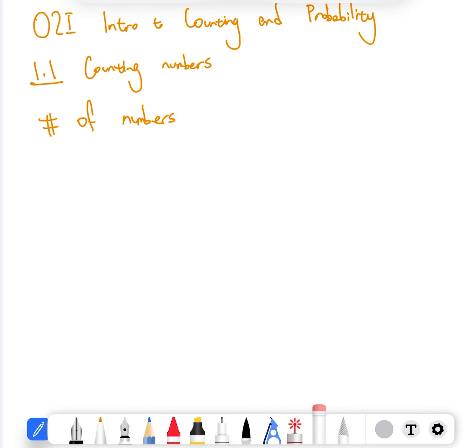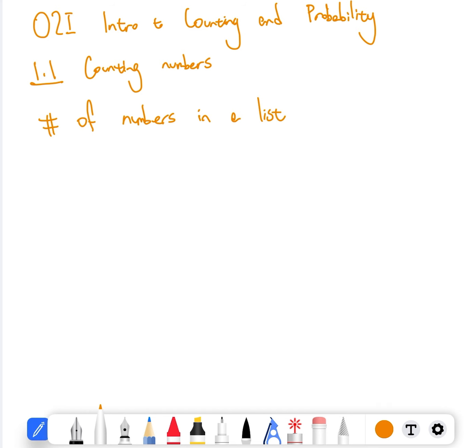Welcome to lesson 1.1 on counting and probability. We'll be going into chapter 1 on counting basics, and the first lesson, which is counting numbers. So when we're talking about counting numbers, we're talking about counting the number of numbers in a list.